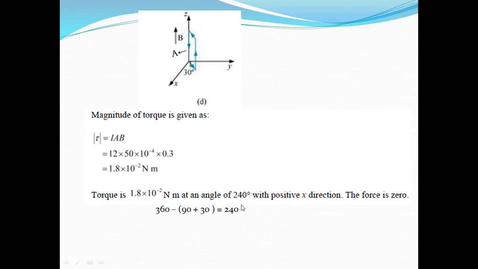And the torque direction will be at an angle of 240 degrees with positive x direction. So that will give you 360 minus 90 plus 30, that is 120, which is 240. And the force is 0. So force is I L vector cross B vector.